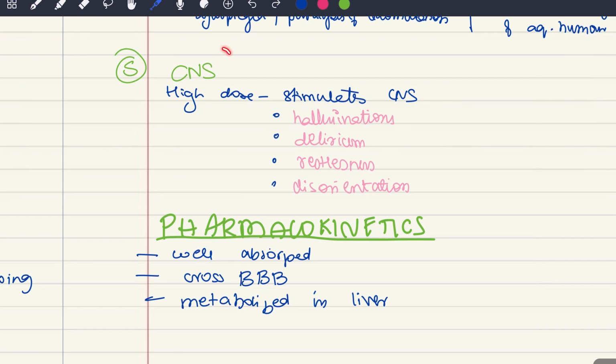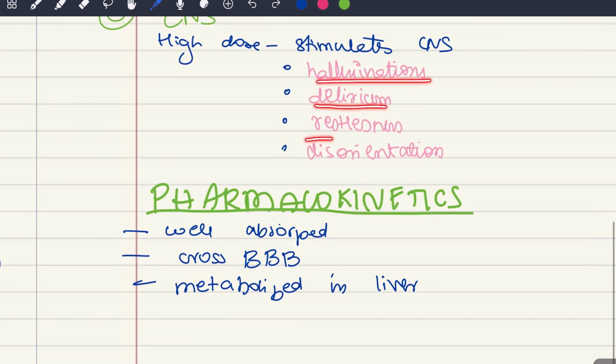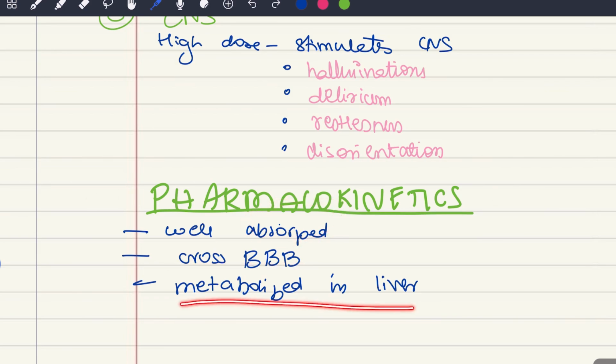The CNS effects. There are mild CNS effects, but in high doses, it stimulates the CNS as it crosses the blood-brain barrier. It causes hallucinations, delirium, restlessness, and disorientation. Coming to the pharmacokinetics, it is well absorbed, it crosses the BBB, and it is metabolized by the liver.